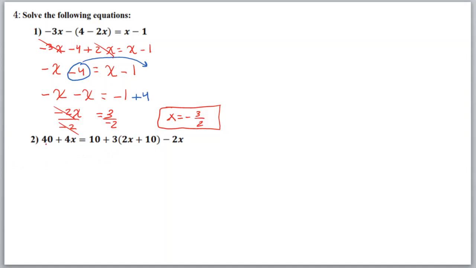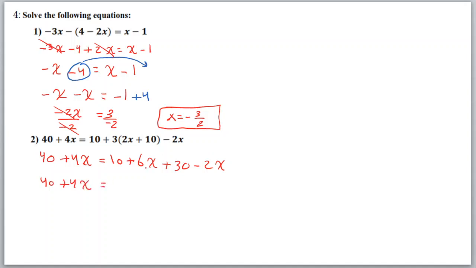Number 2, 40 plus 4x equal. So we keep it the same, nothing to do. 10, we keep it the same. Plus 3 times 2 plus 6x plus 3 times 10 plus 30 minus 2x only. And then we simplify. So 40 plus 4x, we keep it.